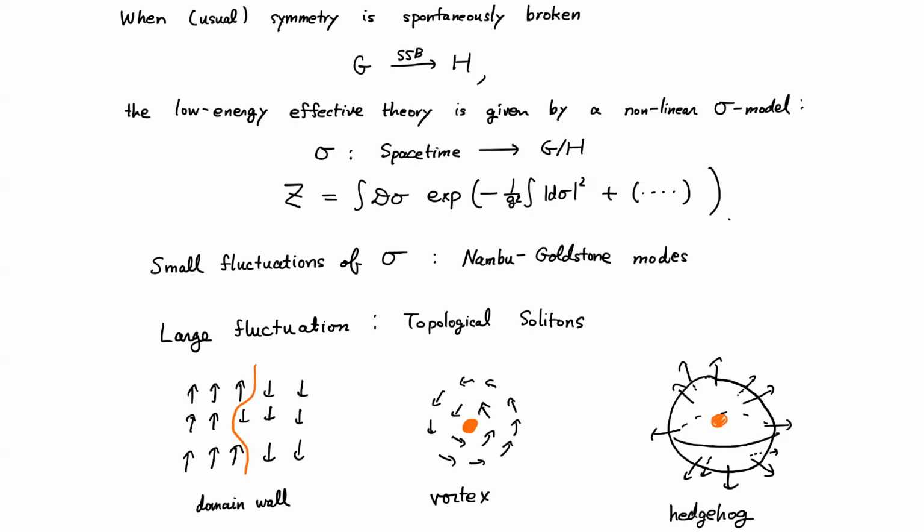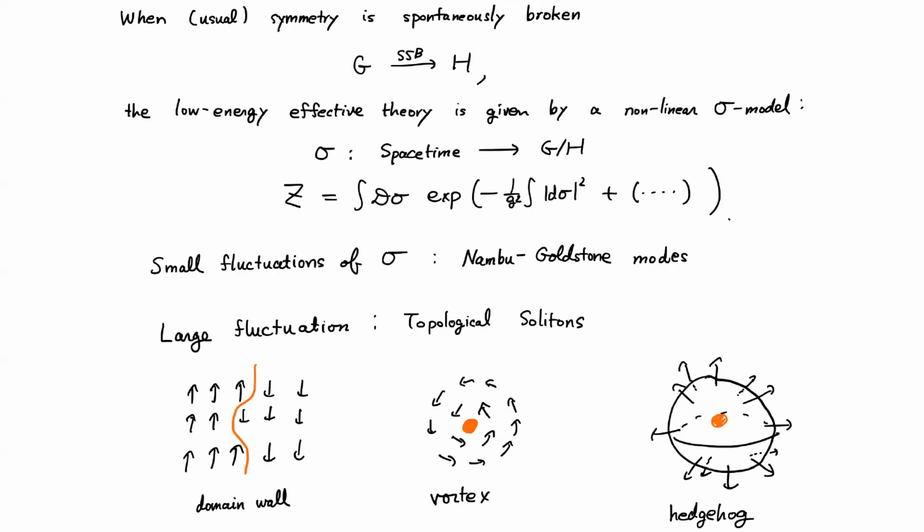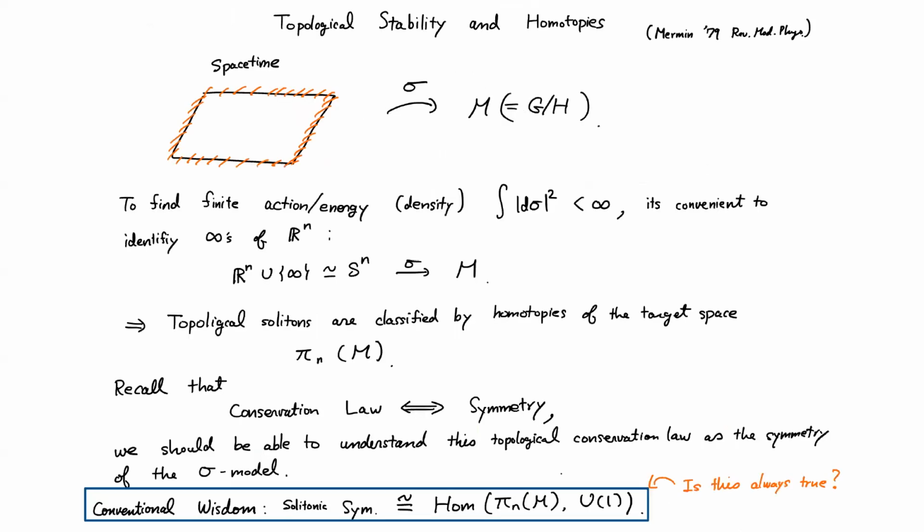But there is also a large fluctuation that is not captured by the small Nambu-Goldstone boson fluctuations, and those are basically characterized by topological solitons. Depending on the symmetry breaking pattern, we may have domain walls, vortices, hedgehogs, or monopoles, depending on dimensions. Our main target is to understand the stability of these topological solitons. To understand this topological stability, the key idea we have developed is the homotopy group, according to, for example, the old review written by Mermin.